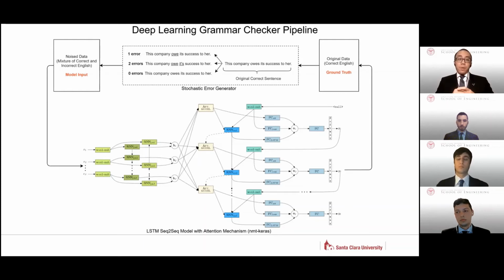So what happens is the error generator gives us noise data, which is a mixture of correct and incorrect English. This noise data is used as model input for the LSTM sequence-to-sequence model at the bottom. This model transforms the incorrect English to the correct English, basically doing the task of grammar correction, so as to get to the ground truth at the end.